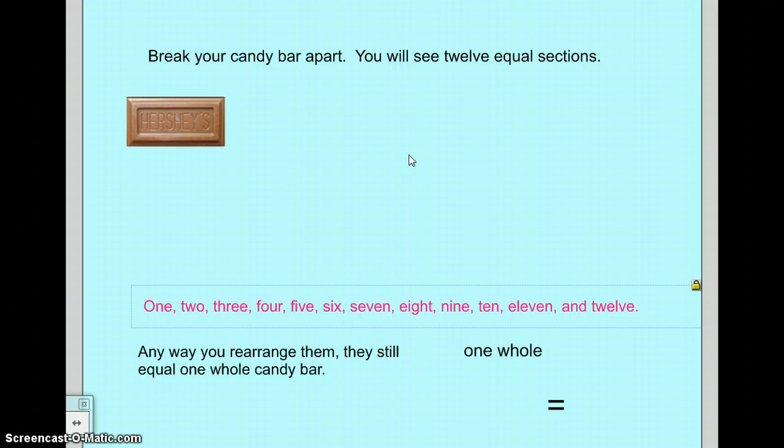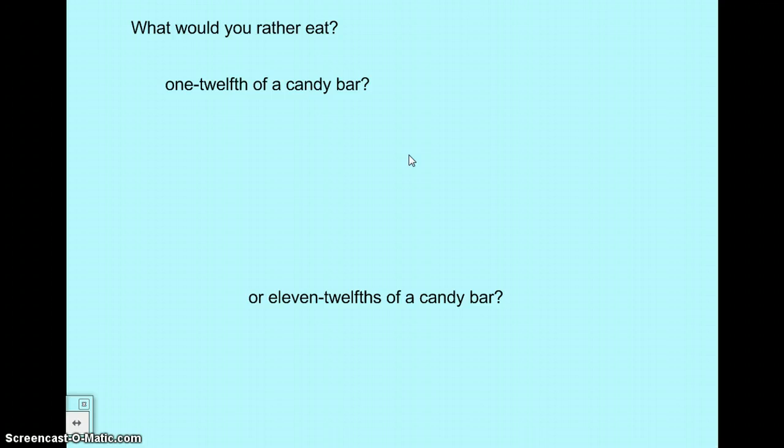Okay, now that we have that done, how many pieces of a candy bar do we still have? Yes, we still have 12. So we still have 12 twelfths, which still equals 1 whole candy bar. Nobody got an extra candy bar, nobody lost a candy bar, right? Great job.